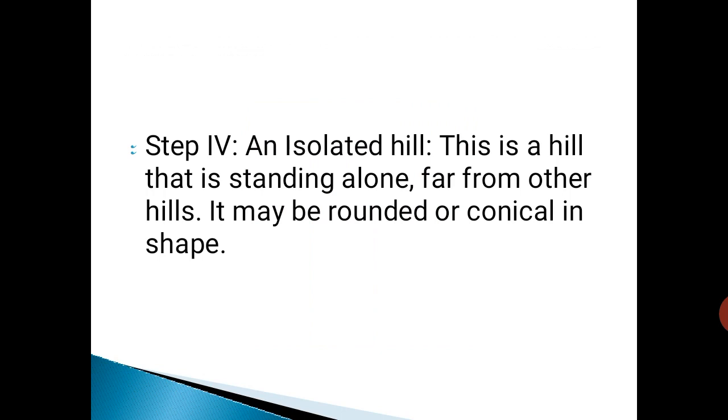Step 4, an isolated hill. This is a hill that is standing alone, far from other hills. It may be rounded or conical in shape. When you are looking at an isolated hill on a map, any hill that is small, maybe of 2 or 3 contour lines, that is far from other hills, is a type of hill that you can identify as an isolated hill. Isolation means something that is standing alone, something that is far from others. So you can check any map to identify an isolated hill.